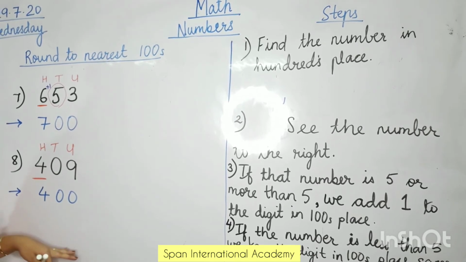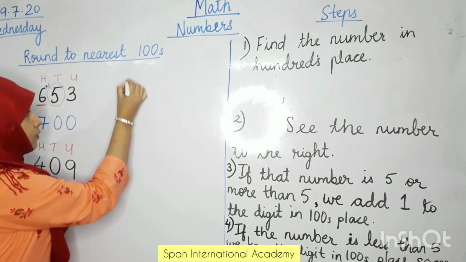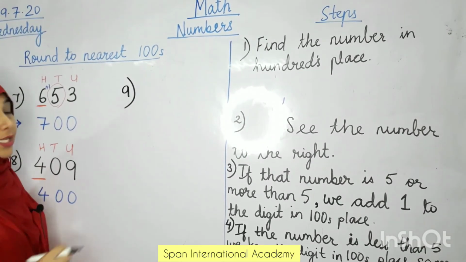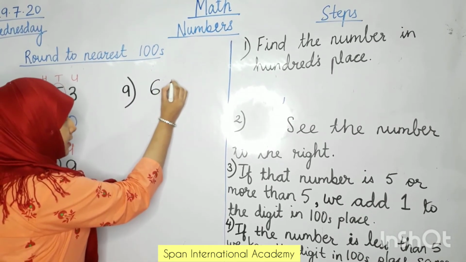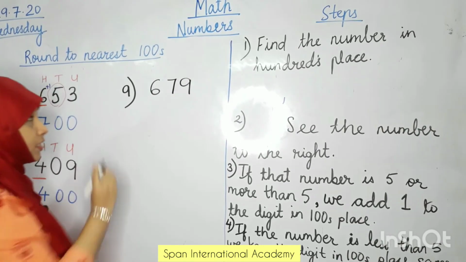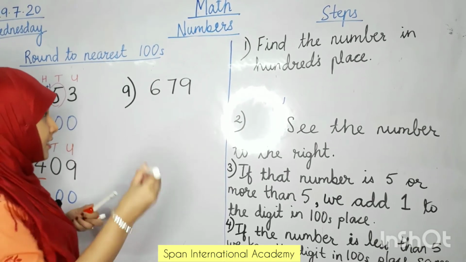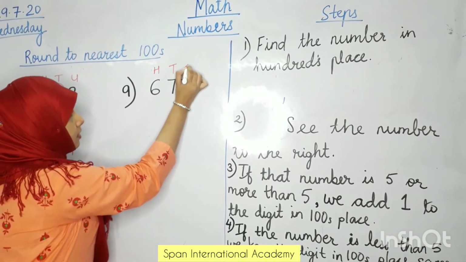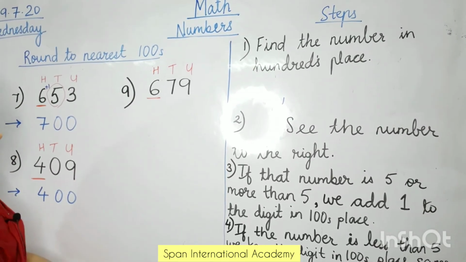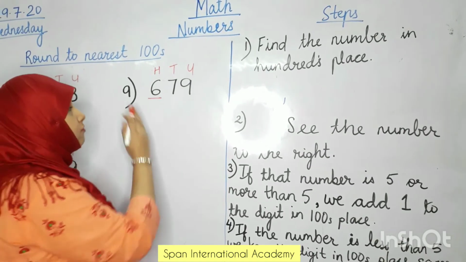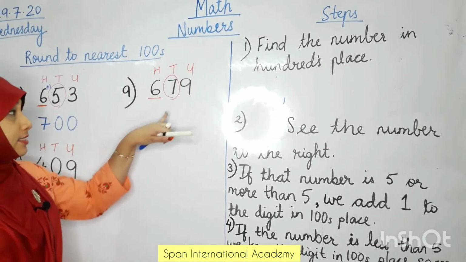I hope till here everybody has understood. For my last 2 examples, we will be doing 9 and 10, okay students? So I am on number 9. Let's take the number 679. According to my steps, I will find out which number is in the hundreds place. It is number 6. Then my second step tells me that I have to see the number to my right. It is number 7.